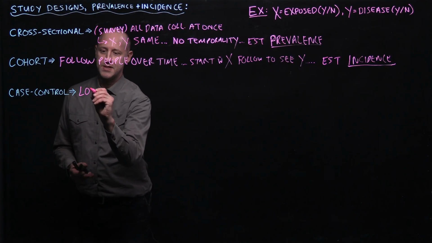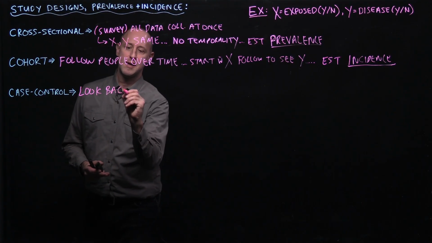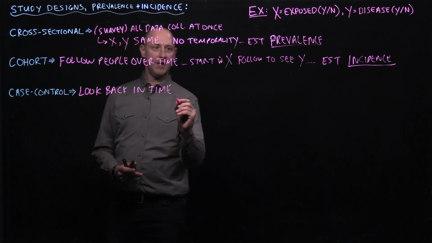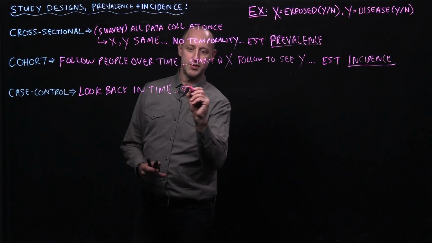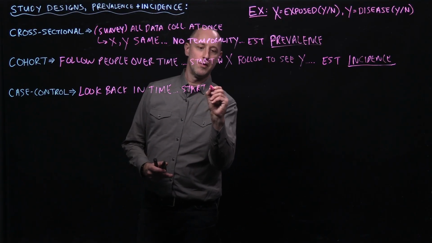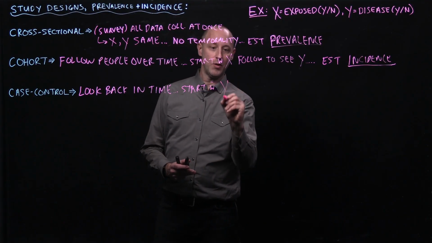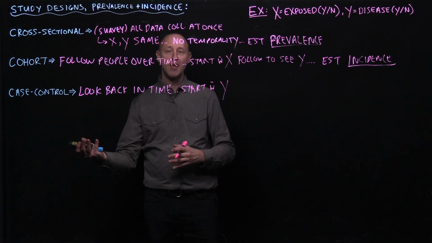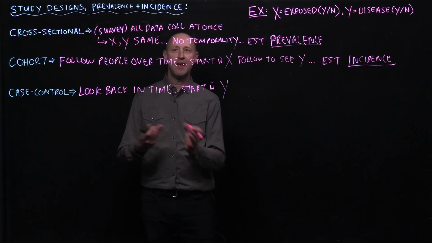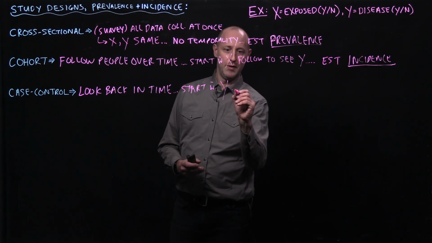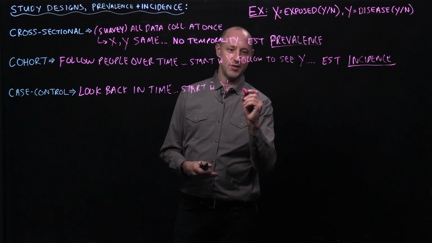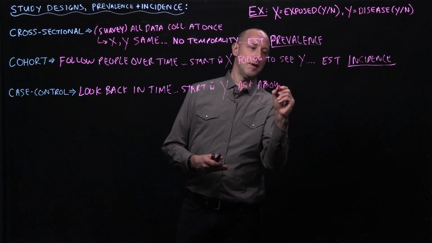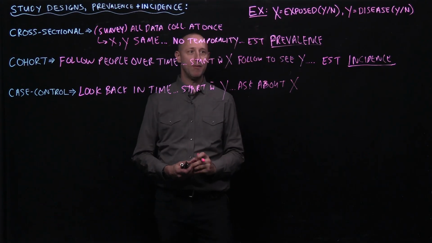One of the key features of this is that you're looking back in time. So again here, what you do is you start with the outcome. You might get, say, 50 people who have the disease, 50 people who don't have the disease, and then ask about their previous exposures. So you start with the outcome, disease or not, and you ask about the x variable, about whether or not they were exposed.